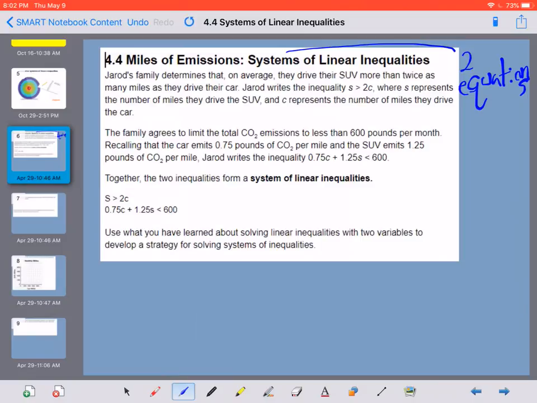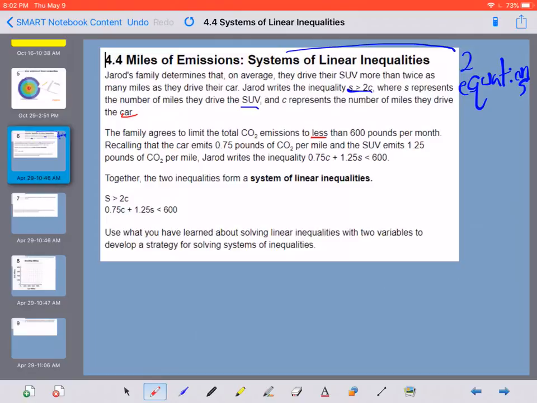It says Jared's family determines that on average they drive their SUV more than twice as many miles as they drive their car. Jared writes the inequality S is greater than 2C, where S represents the number of miles they drive the SUV, and C represents the number of miles that they drive the car. The family agrees to limit the total CO2 emissions to less than 600 pounds per month. So there's that word, less than 600 pounds per month.